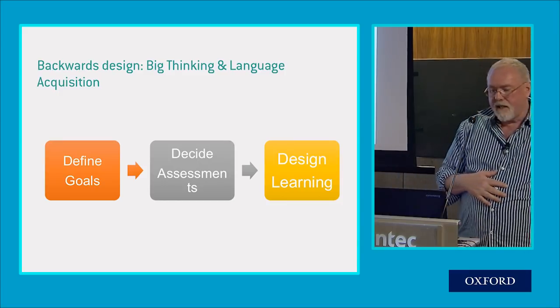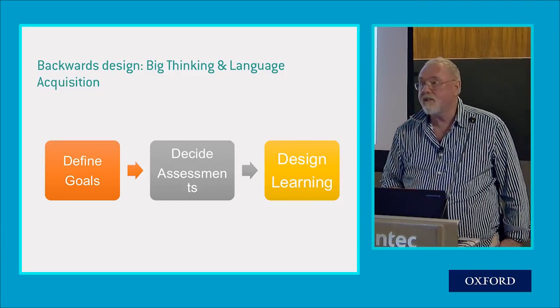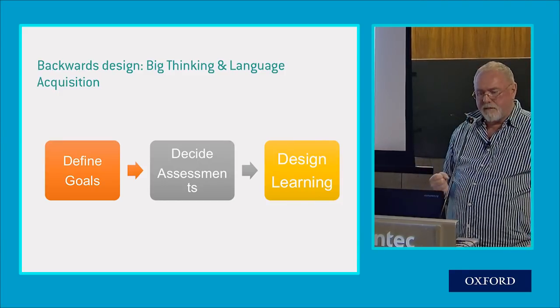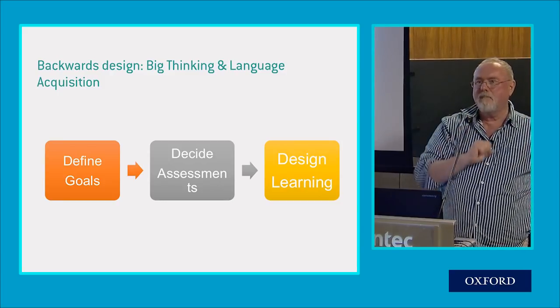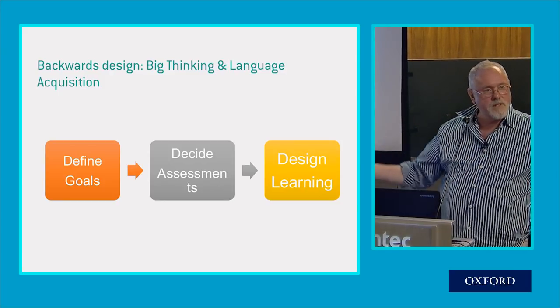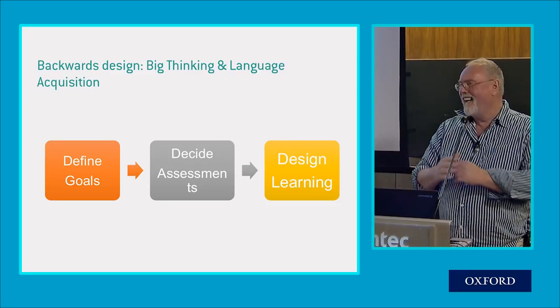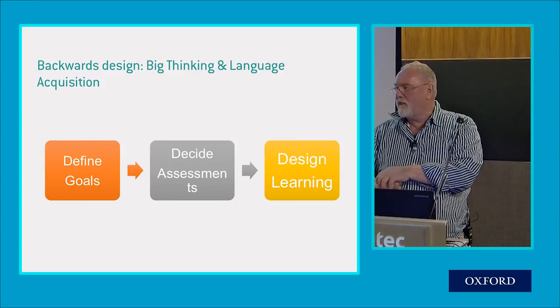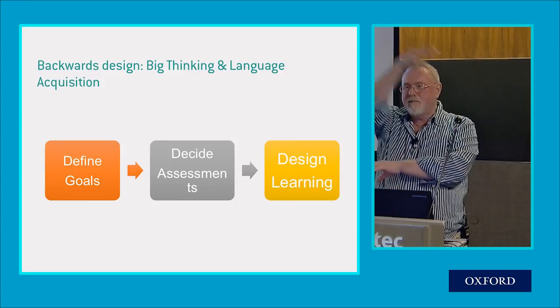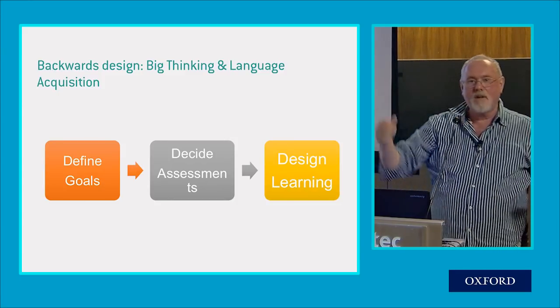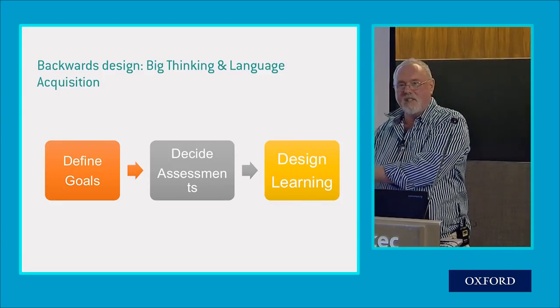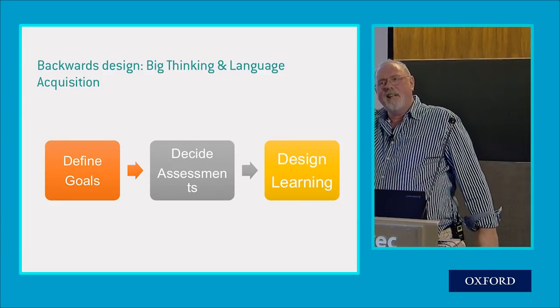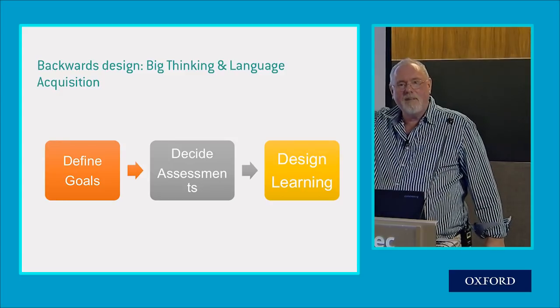Same with backwards design and big thinking and language acquisition. What are we trying to do? How are we going to measure what we've done and what the students have learnt from the process? And only then do we start figuring out what we're going to teach. As opposed to me in the dark, where I had all these great ideas about what I wanted to teach, and then, oh yeah, at the end of it, they're going to take the exam.